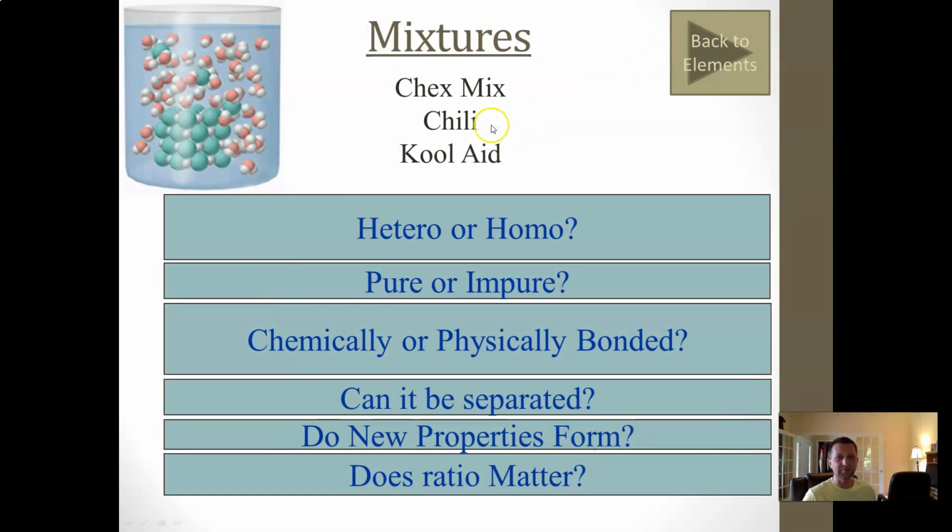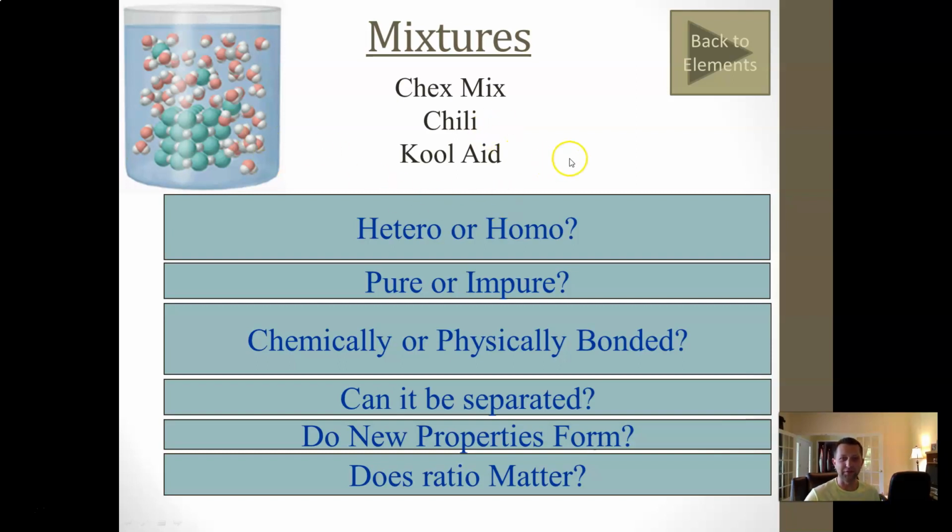So chili might not be the same throughout. You might have some components of it that are more on one side than the other. Or Chex Mix. Not every bag of Chex Mix is the same, right? You have the best kind, which is clearly the cheddar Chex Mix. I don't know if you agree or not with me on that one. And there are some parts that might be on one part of the bag versus the other. It's definitely not the exact same consistency throughout.